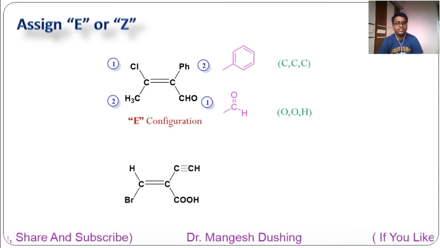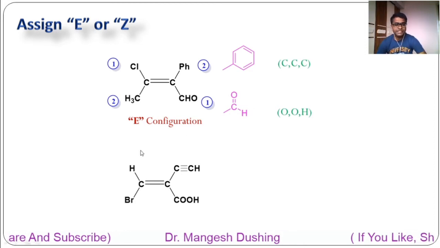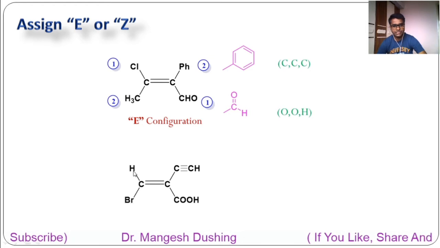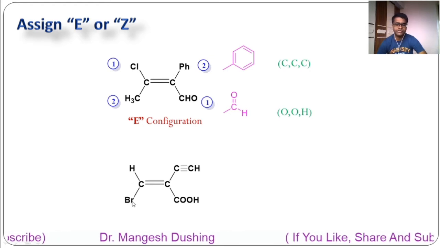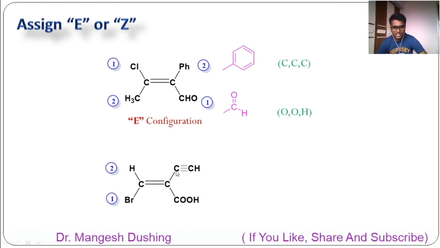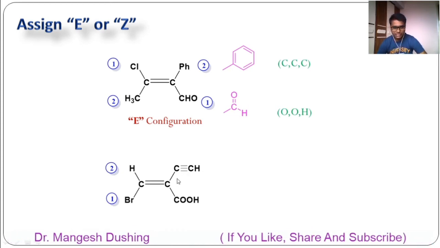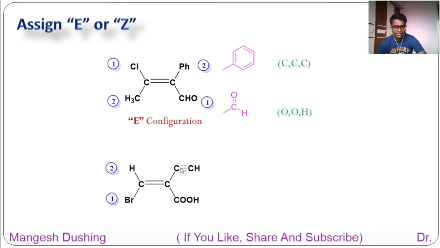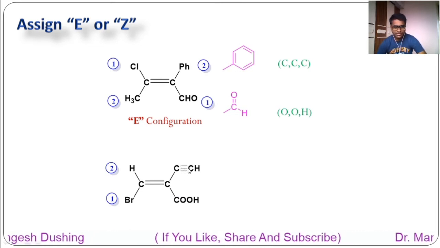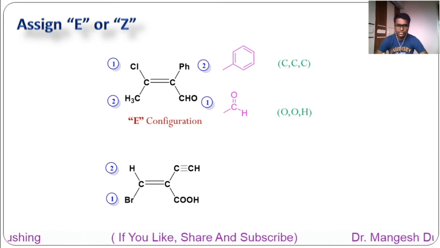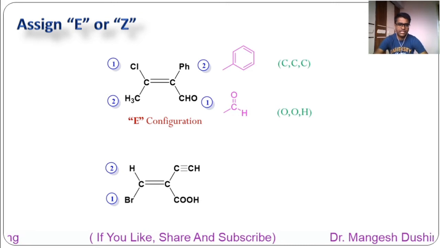Again same simple example. See here, carbon attached to the hydrogen, carbon attached to the bromine. First atoms are hydrogen and bromine. So bromine has higher atomic number, higher priority. In this case, carbon, carbon. First atoms are carbon, carbon. So go for the next 3 atoms. The next 3 atoms attached to this carbon are from a triple bonded carbon, meaning this triple bond you have to consider as 3 carbon atoms. So you have to write like this: carbon, carbon, carbon.